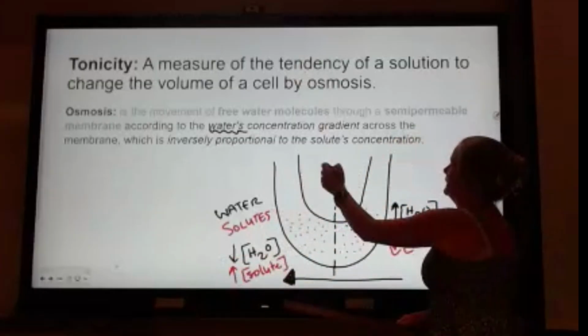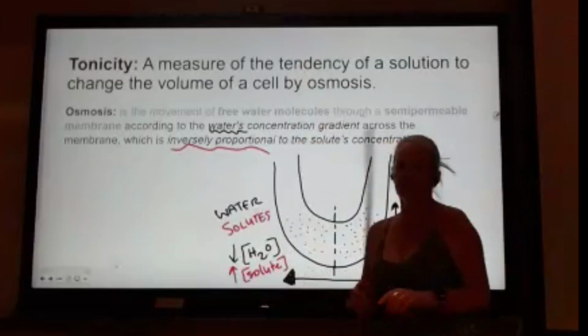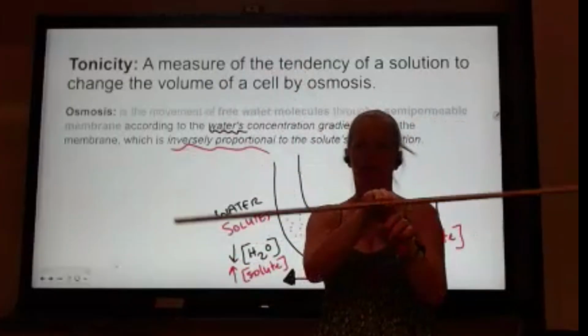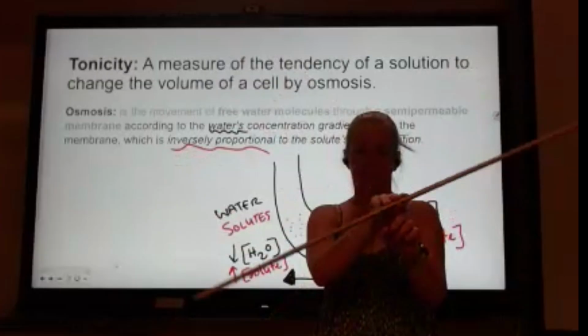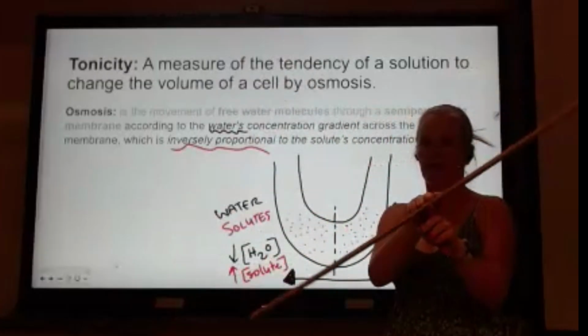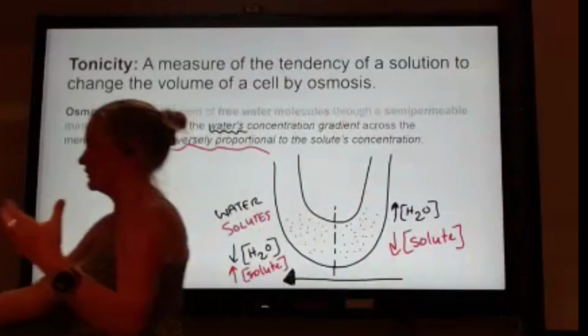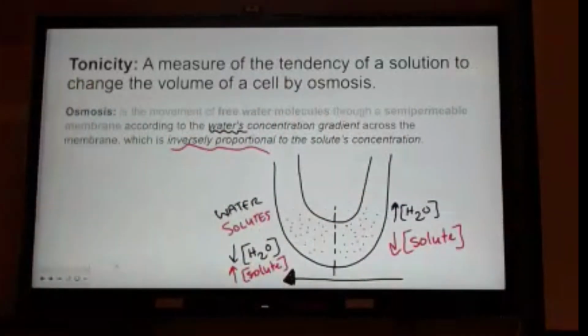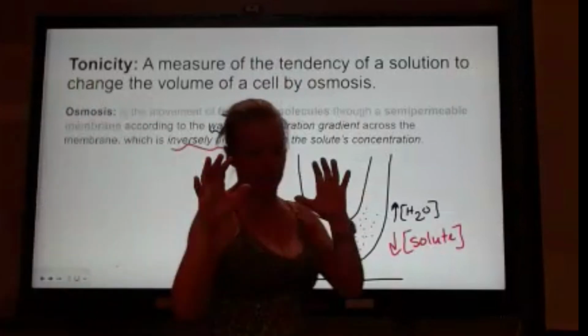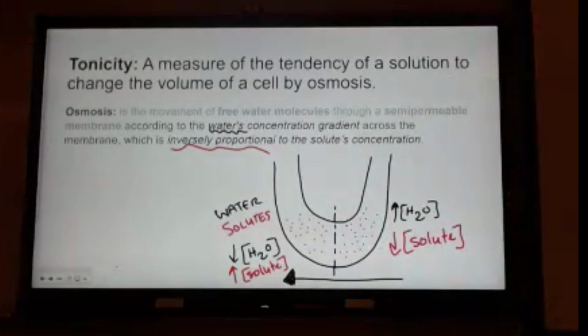Okay, so being inversely proportional is just fancy science talk for when one goes down, the other goes up. Just like a teeter-totter. So hopefully we understand osmosis a little bit better. Let me say an additional thing. When we are talking about tonicity, the words isotonic, hypertonic, and hypotonic are referring to the concentration of the solutes.